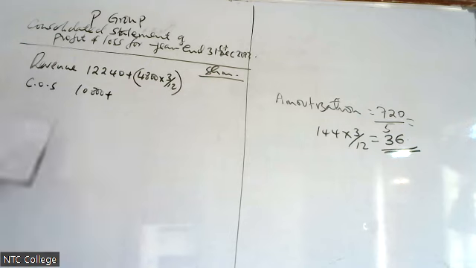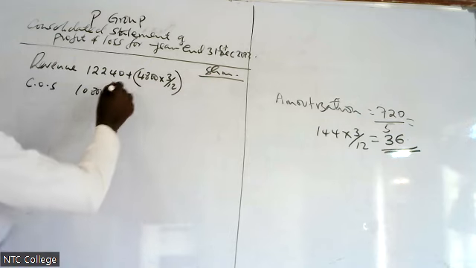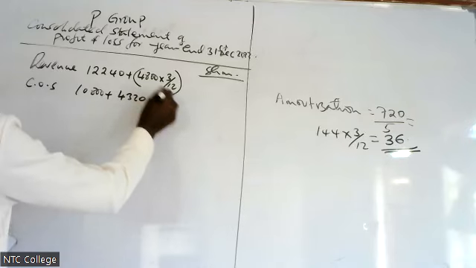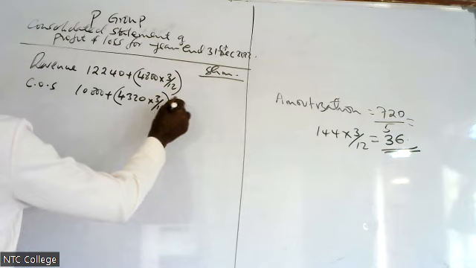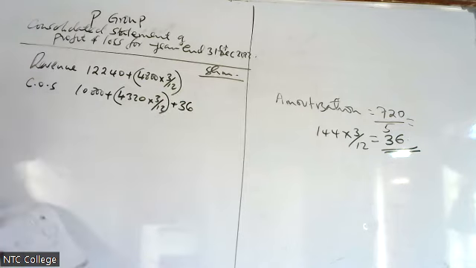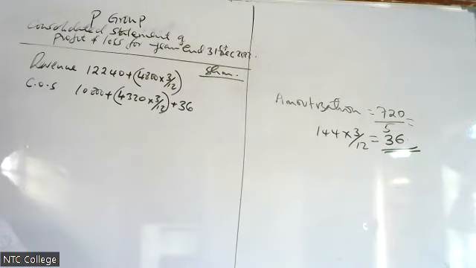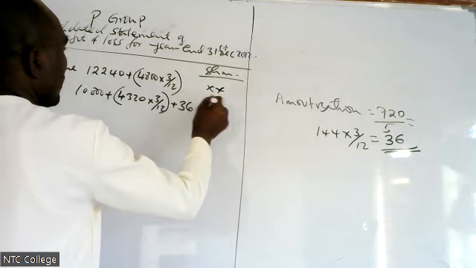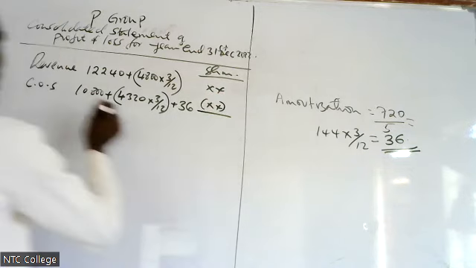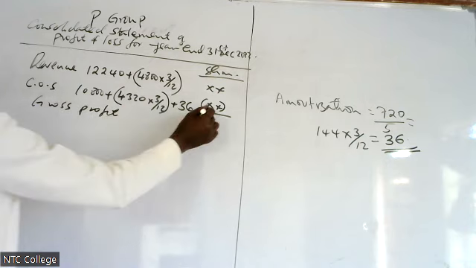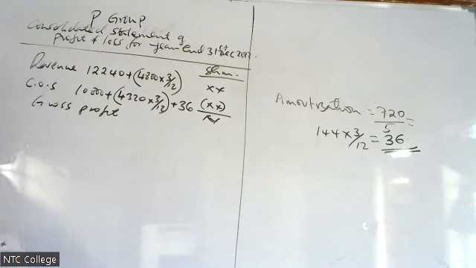10,800 plus 4,320 times 3/12, but plus 36. 36 is amortization. Then you give me the gross profit.